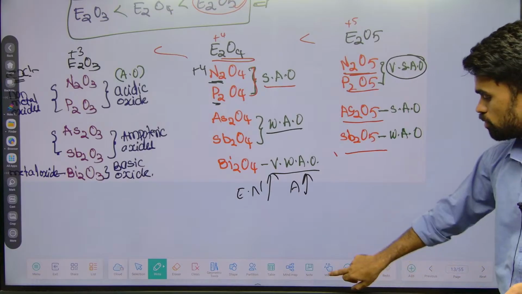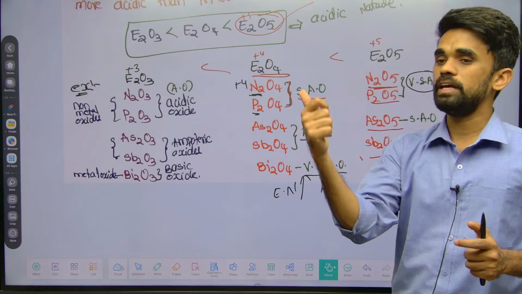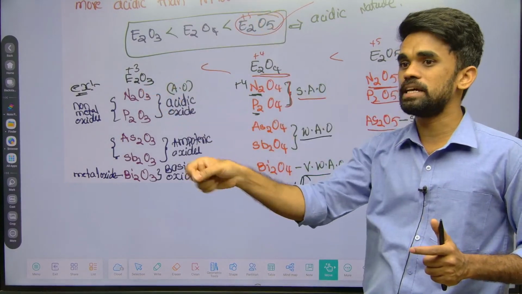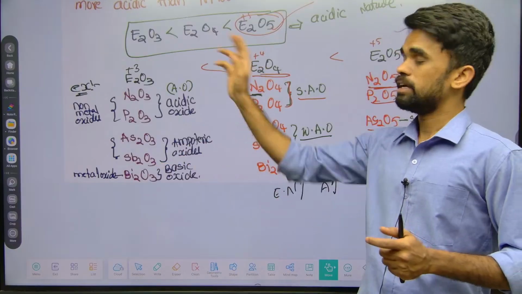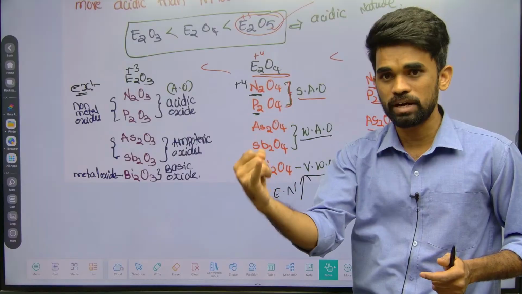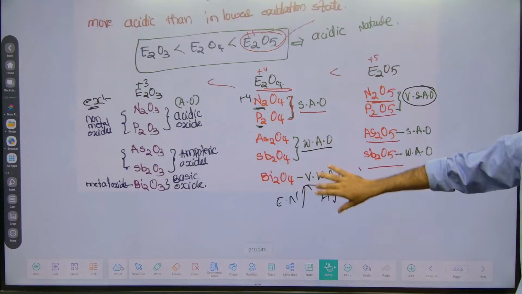Okay. So now how can you remember them in a simple way? Tell me. E2O4, E2O5 type, all of them are acidic. Down the group acidic nature decreases. Next, E2O3 type, first two are acidic, next two are amphoteric, last one is basic. Remember like this. Write this list.